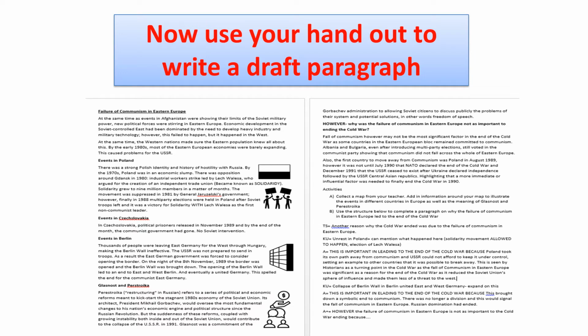Okay, now once you've filled in your map and you're happy with how communism has failed in Eastern Europe, what you're looking to do is to use this handout here. This tells you a bit more about how communism failed in Eastern Europe, so you've got more notes here if you want to add any more around your map.